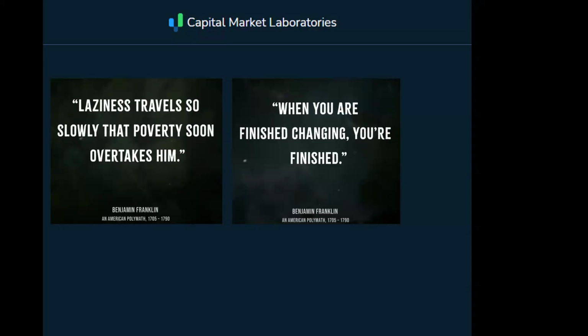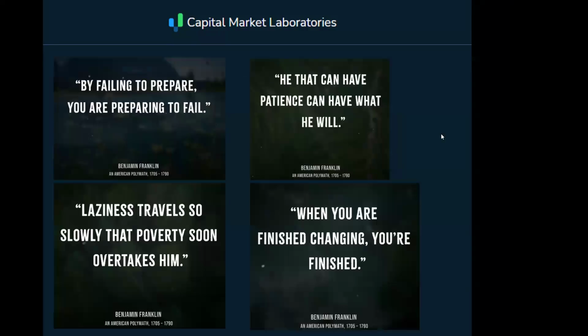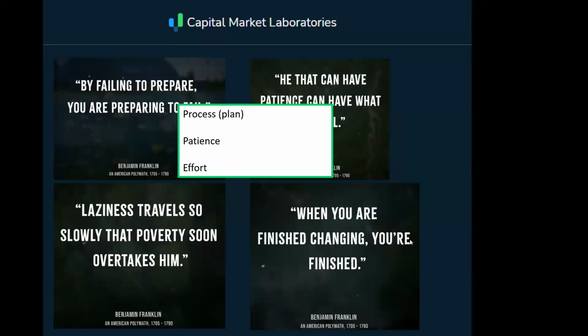And I thought Ben was so good, I'm just going to have all four things that he said. Basically, he said, you need a plan. He said, you need to have patience. And he said, you need to have effort. I was like blown away. I was like, wow, man, that's exactly what I tell traders. I could not believe Ben Franklin was on the TradeMachine train. I looked back. He's been a member for like 7 years. It's amazing.